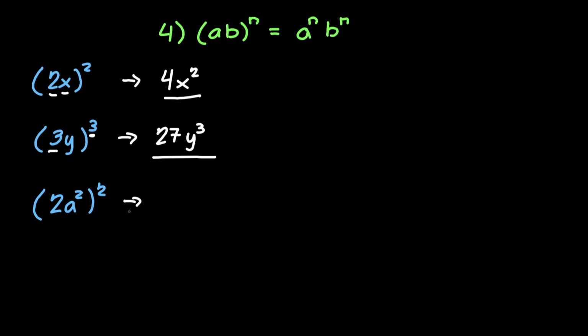2a squared, all raised to the power of 2. 2 raised to the power of 2 would be 4, and a squared raised to the power of 2 would be a raised to the power of 4.